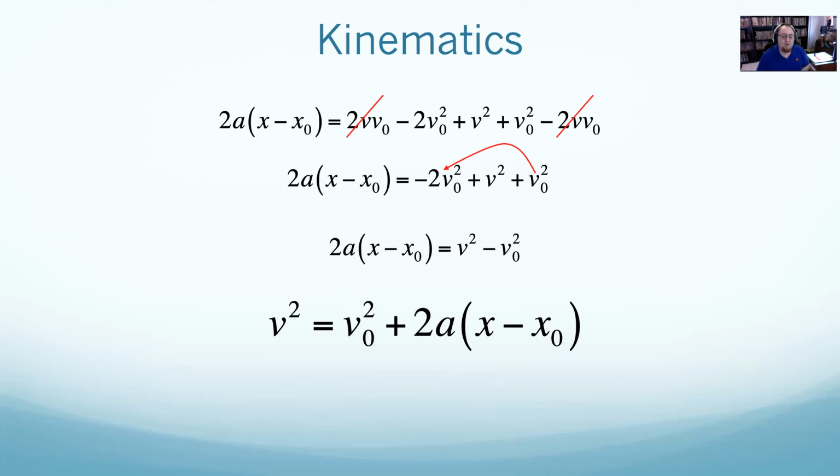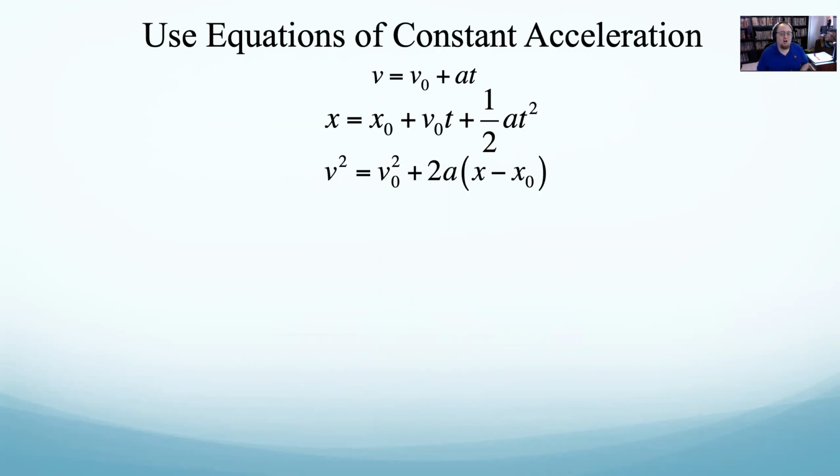If you ever want to know the velocity of something, it's its initial velocity squared plus 2 times the acceleration times displacement. These 3 equations are called the kinematic equations. And this is what you're going to use to solve most problems in this chapter and the next one. This gives you velocity as a function of time, position as a function of time, and velocity as a function of position.